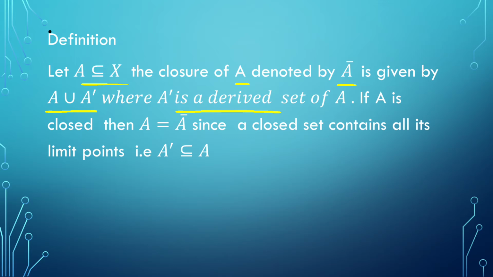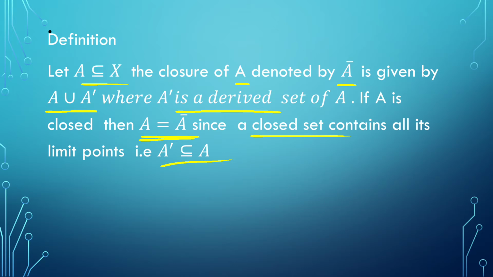So if A is closed, then you'll find A is equal to A bar, or equal to the closure. A closed set contains all its limit points, and that will imply this. So that's basically what we mean by closure. The derived set will be contained in A. All the limit points of both the closure set and the set A are equal. So if that happens, this becomes true.